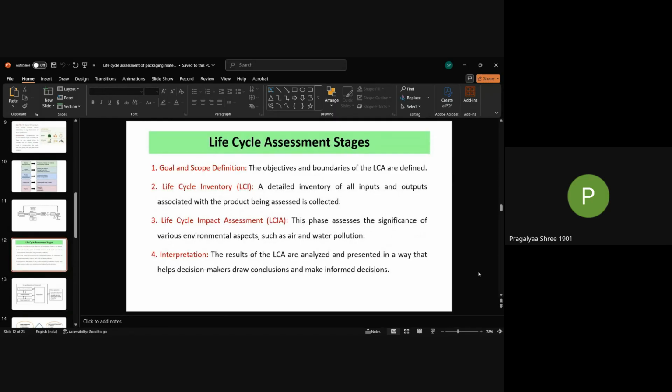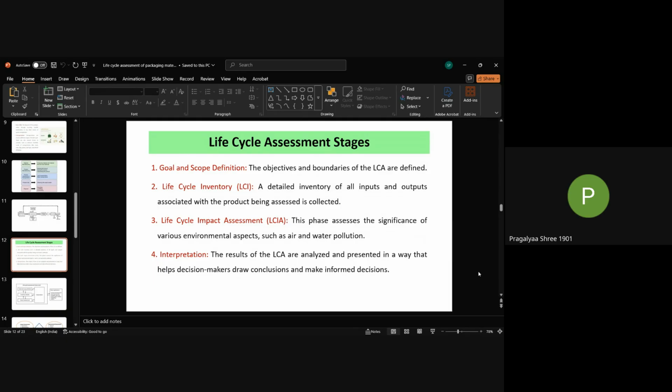So first one is goal and scope definition, the objective and boundary of the life cycle assessment, where you are going to start, where you are going to end. That you should know first. That should be defined properly. Then life cycle inventory is the second one, a detailed inventory of all the inputs. What are all the inputs? Raw material procurement, what raw material you are going to acquire, how you are going to manufacture, and how it is transported. All this data should be collected next.